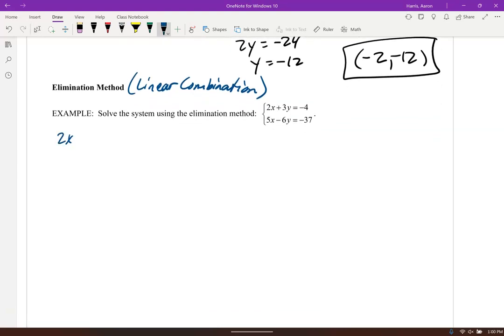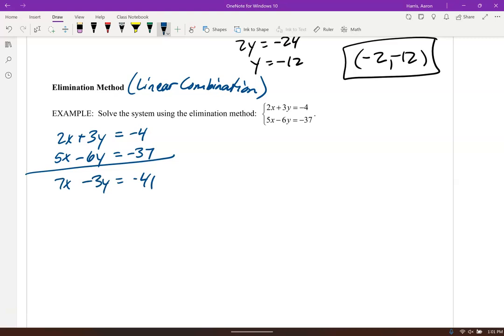What you do is you take both equations and you try and eliminate one of the variables. So like right now, if you were to add these up, 2x plus 5x, you have 7x minus 3y equals negative 41, right? Well, the problem is none of the variables eliminated. You're trying to eliminate one of them when you add them up so that you can solve for the other variable. Okay, so let me undo that.